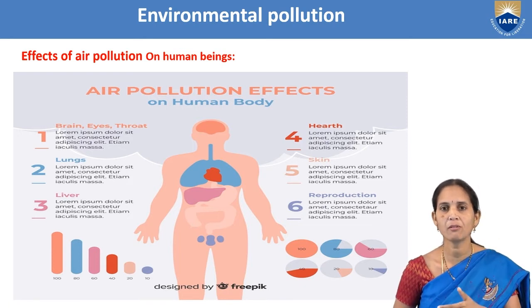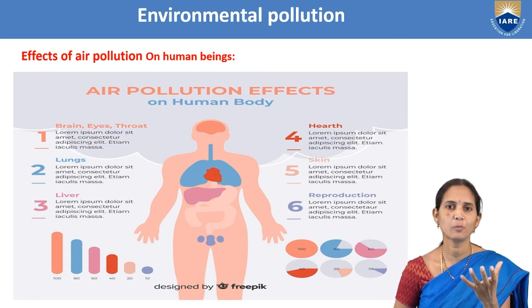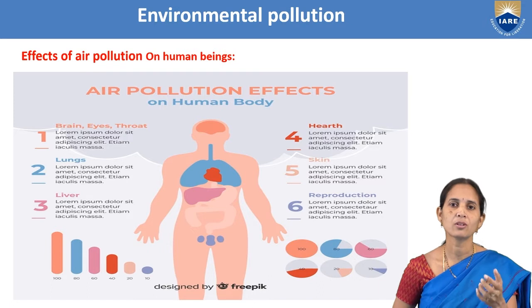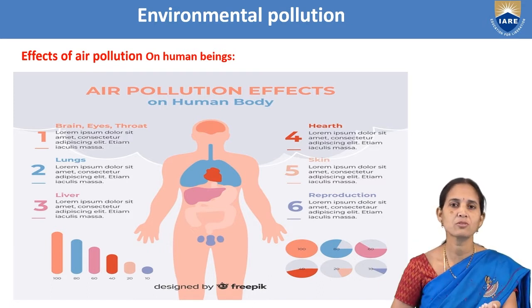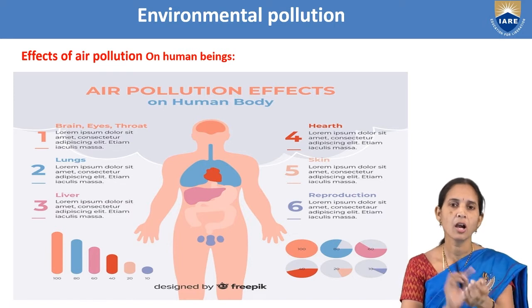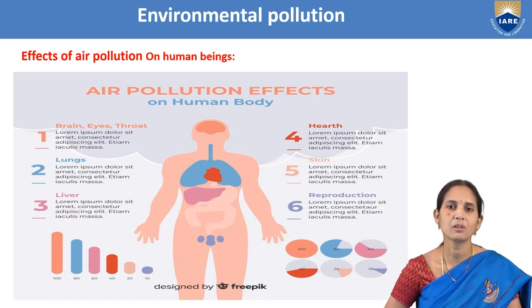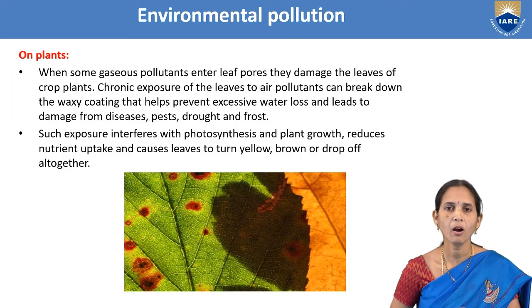How does acid rain come? When air is polluted with SO2 and the rain comes, we get acid rain. So when our skin is exposed to the atmosphere, to acid rain, our skin will be affected. All these effects we are getting because of air pollution. Now, on plants.